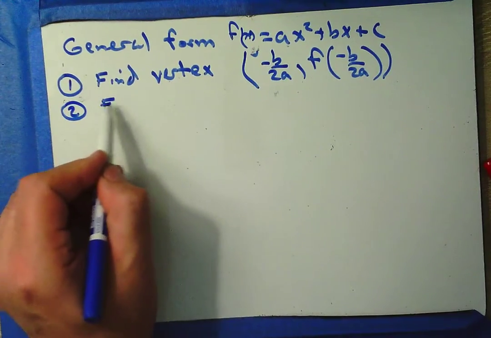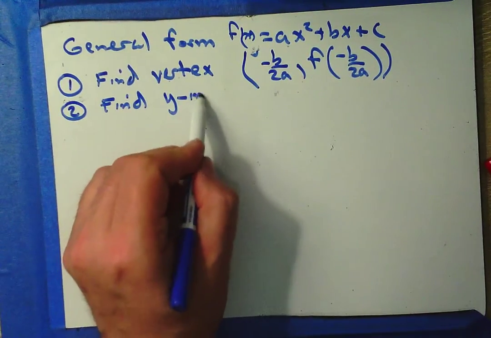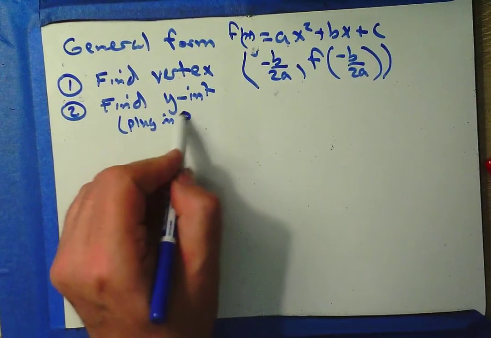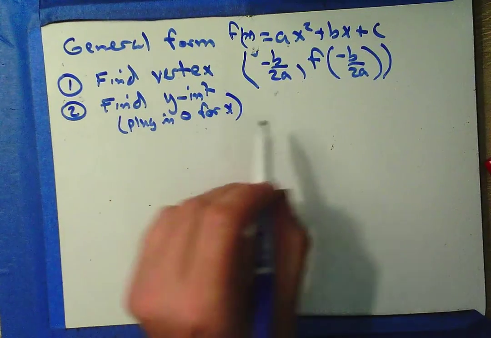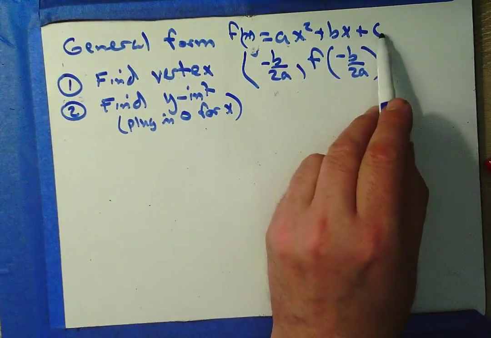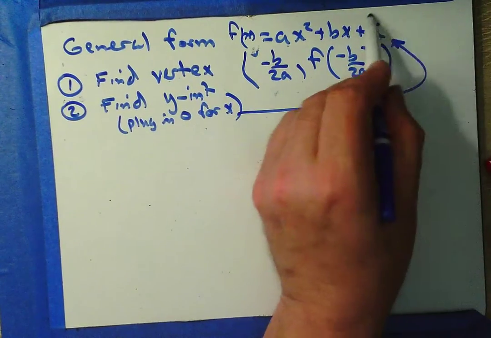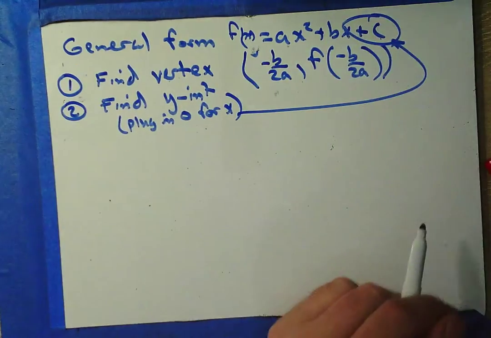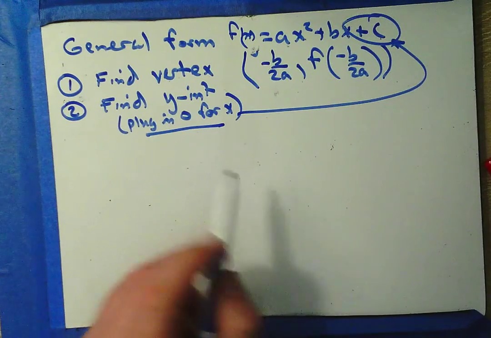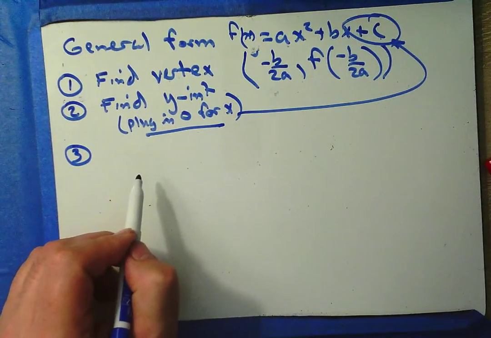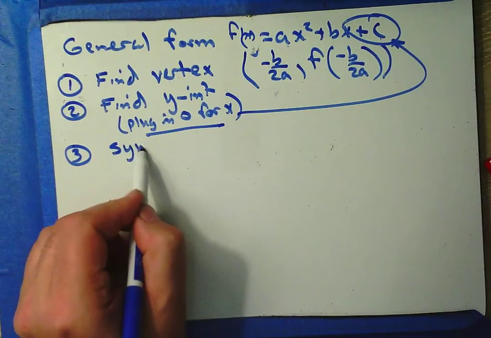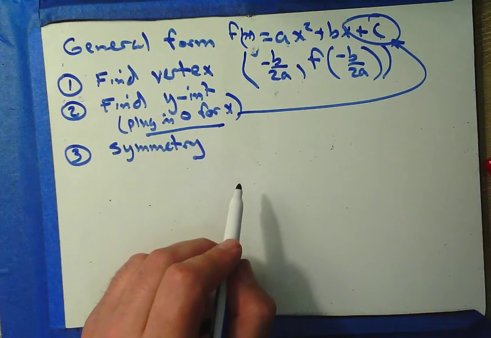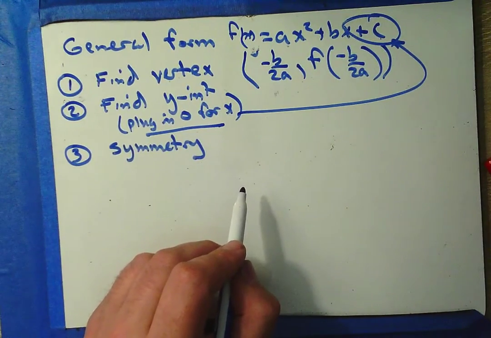The second, we're going to find the y-intercept by plugging in 0 for x. When I plug in 0 for x, all I get is c. The y-intercept will always be c in general form. Not in the other forms, just in general form. So I recommend thinking about it in this manner. And we need a third point on our graph, and that third point is going to come from using symmetry. Okay? Symmetry.